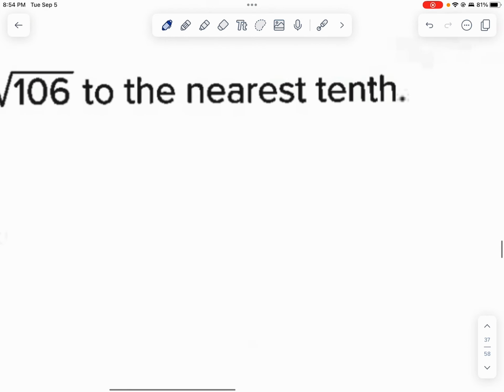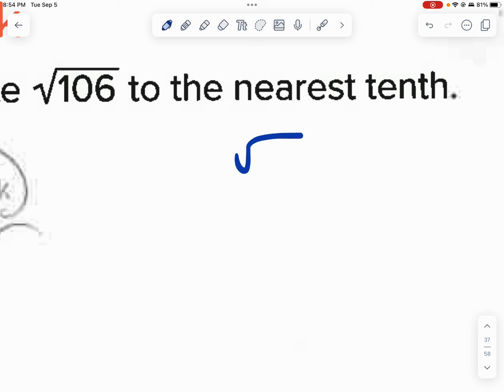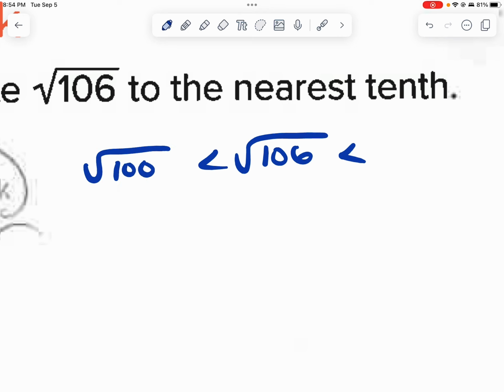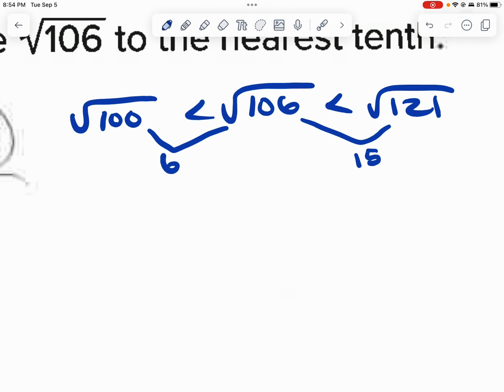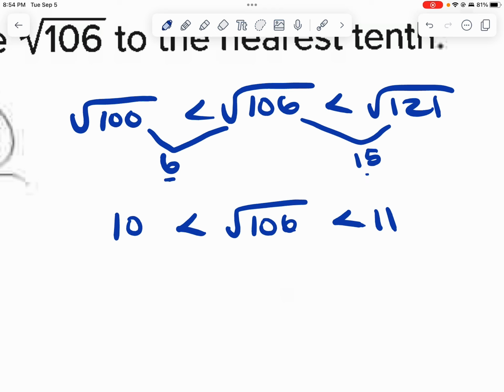This one, 106. What perfect squares is it between? It's between 100 and 121. The distance between 100 and 106 is 6. The distance between here is 15. So that means it's closer to the 100. But unlike the other one, this is 6 and this is 15. So it's not super close to the 100, but it is close. So I'm going to say 10.3. So approximately 10.3.